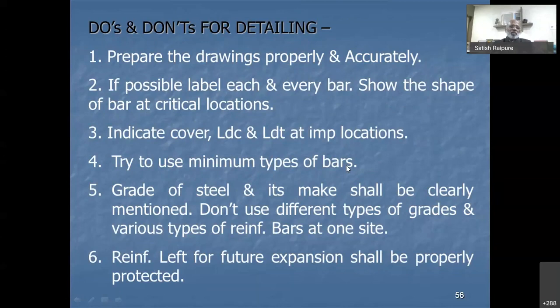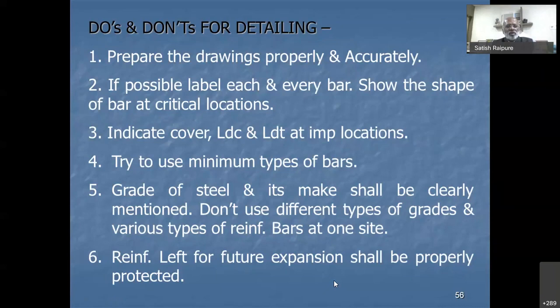And at many places, you will find that this criterion is not followed. And because of this, the structure may show some effect of the bending moment or the shear which is acting on the particular structure. Because this LDT and LDC give you the fixity to the RCC members, whether it may be column foundation, column beam, or slab beam, everywhere this criterion should be followed. Always try to use minimum types of bar.